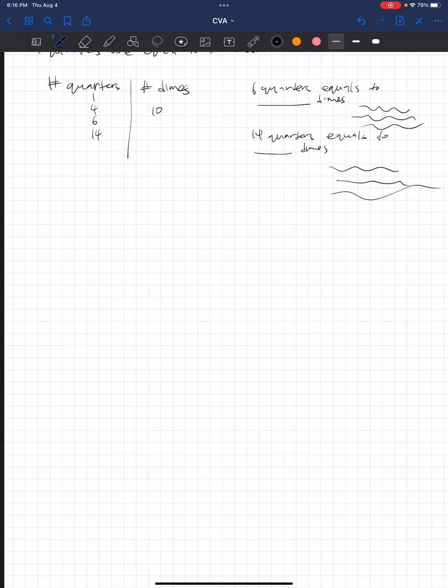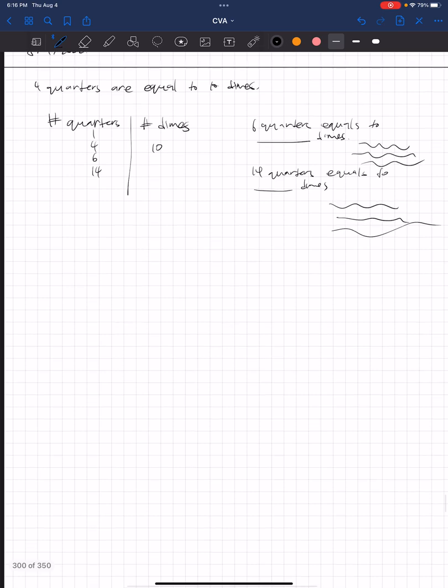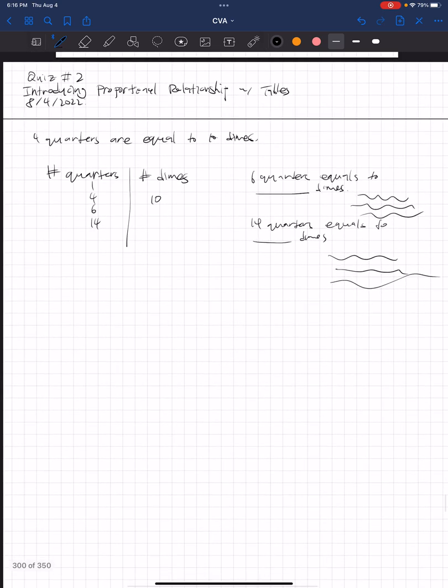As long as you're showing your work and you're putting the most important parts of the problem, you'll be fine. And that is how you set up your notebook for the quiz.